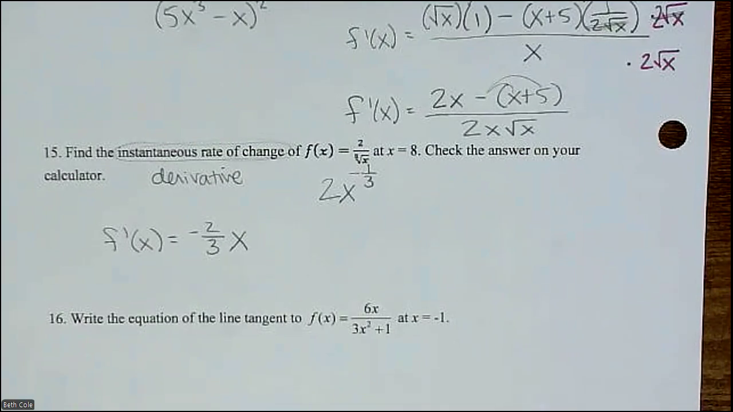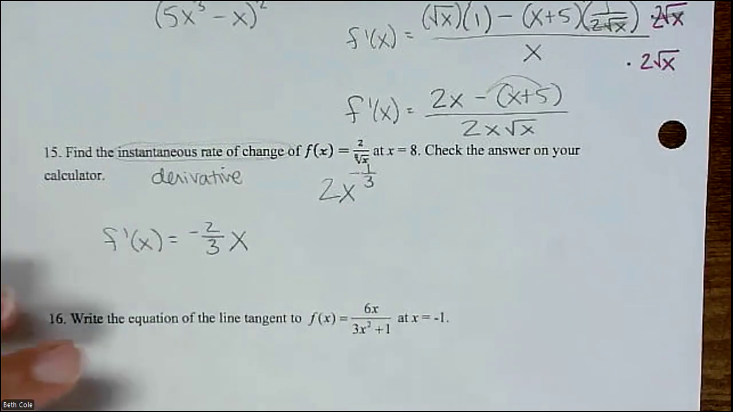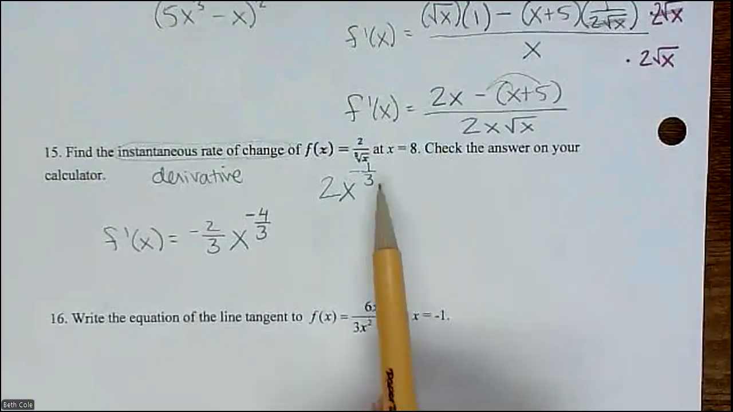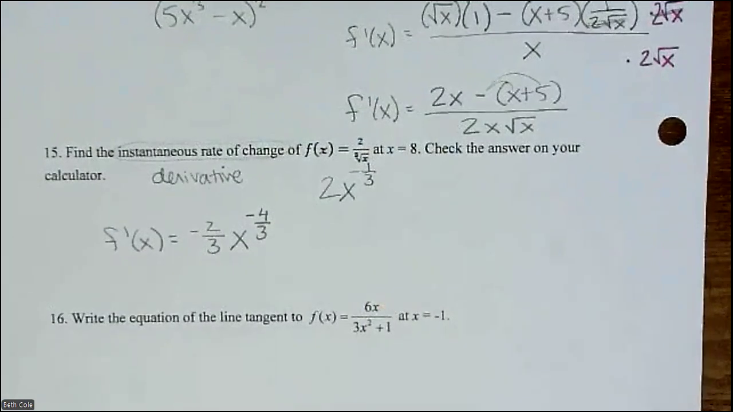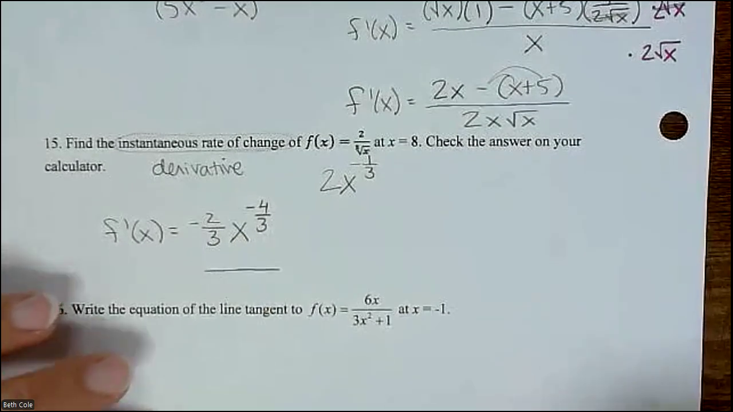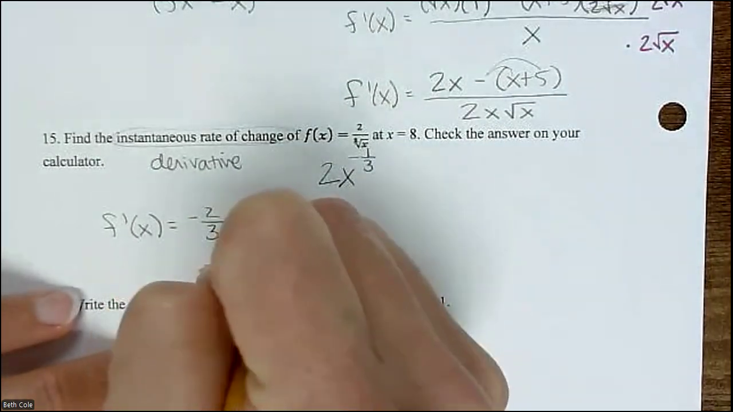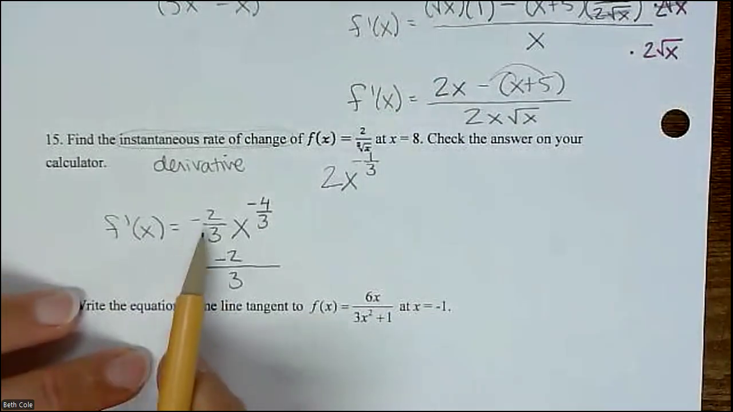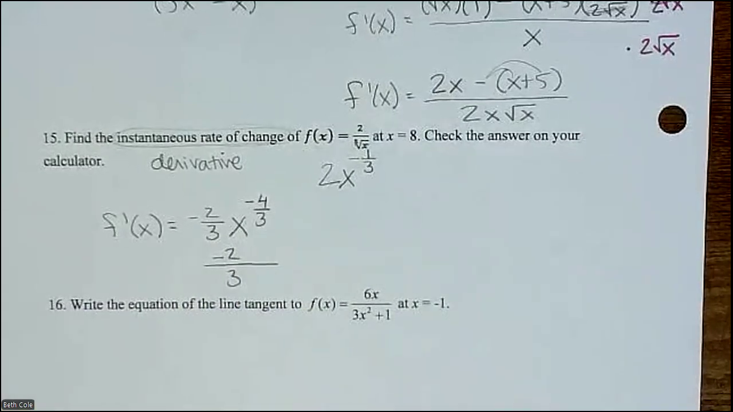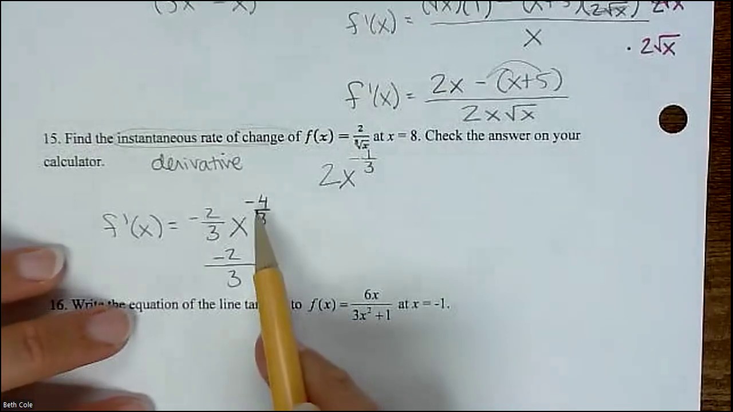Close. I think you said -4/3 is what that is. It's -1/3 minus 1. -1 and 1/3. -4/3. Okay. Now draw your line in the sand. We're going to decide what goes where. -2 goes on the top, 3 goes on the bottom. That's just a coefficient, -2/3. Where does the x go? On the bottom because it's negative.